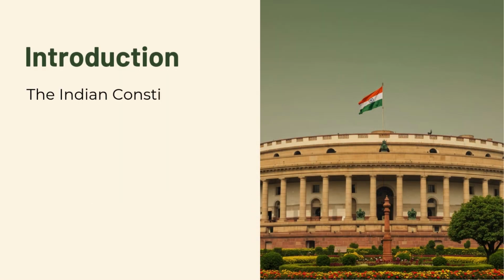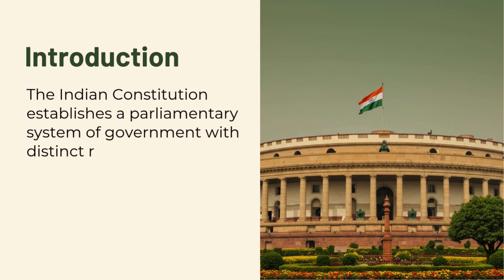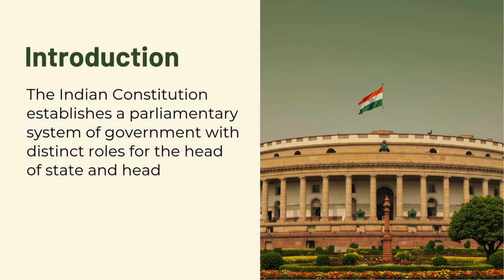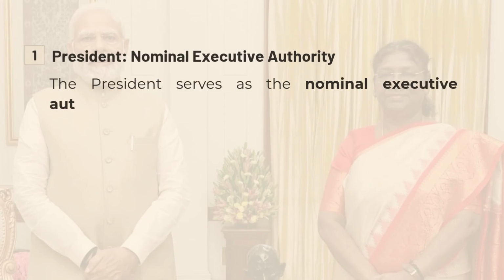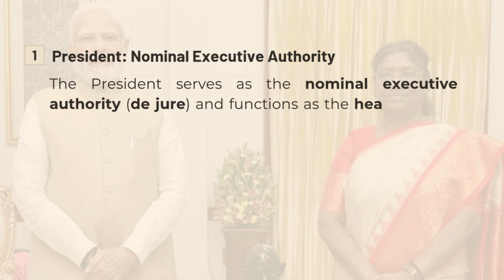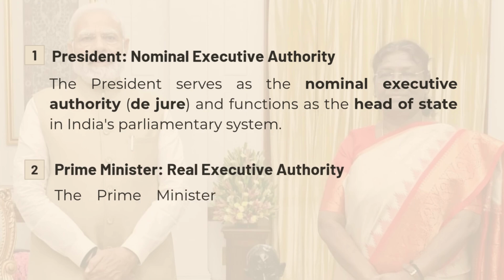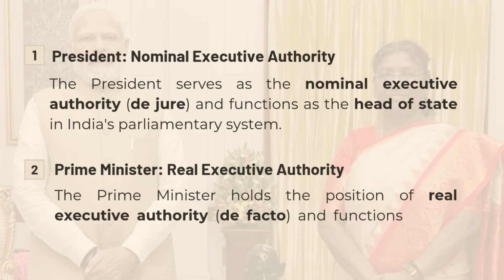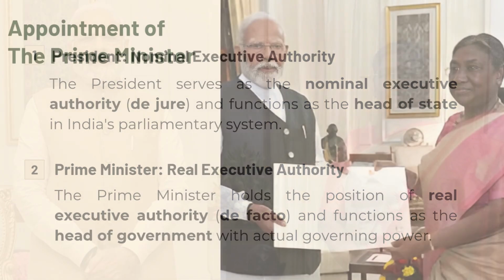The Indian Constitution establishes a parliamentary system of government with distinct roles for the head of state and head of government. The President serves as the nominal executive authority de jure and functions as the head of state in India's parliamentary system. The Prime Minister holds the position of real executive authority de facto and functions as the head of government with actual governing power.